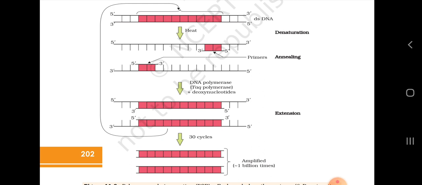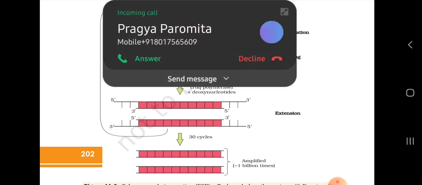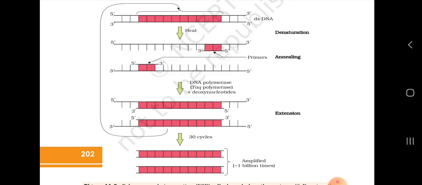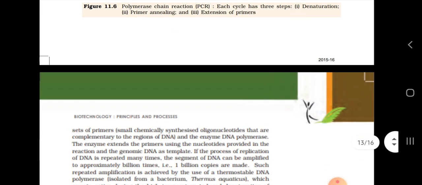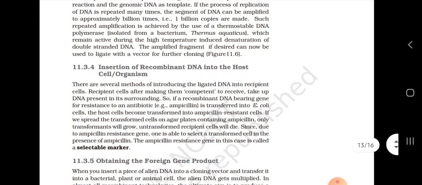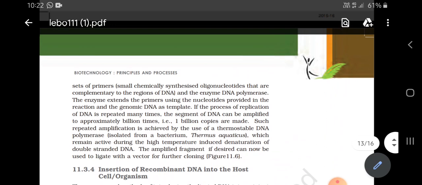Now, this PCR is a very useful process. Wherever the amount of the sample is too little, we can use PCR to carry out various numbers of cycles to get more of the sample. Okay. So, this is important. Now, next we will come to the next step, that is ligation of the DNA.